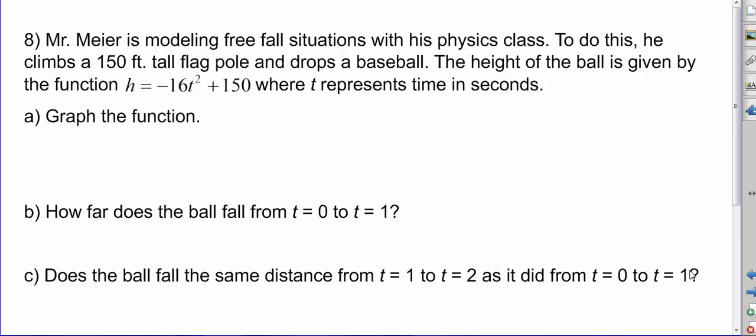Number 8, Mr. Meyer is modeling free fall situations with his physics class. To do this, he climbs a 150-foot tall flagpole and drops a baseball. The height of the ball is given by the function h equals -16t squared plus 150, where t represents time in seconds. Graph the function. You can do that on Desmos. It will look extremely similar to the graph on the previous problem. And also, how far does the ball fall from t equals 0 to t equals 1?